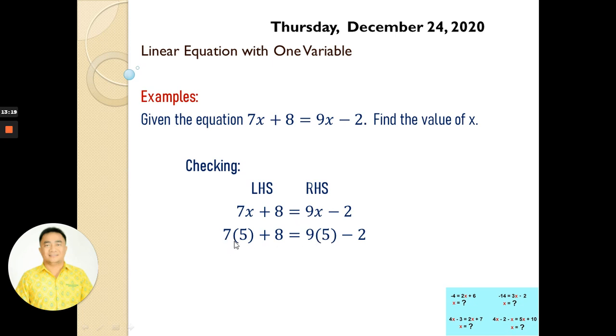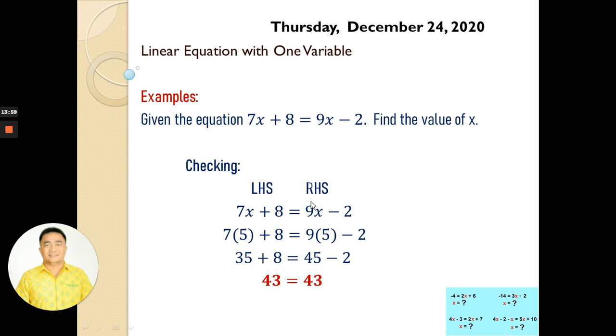So we change x with 5, and we will simplify. We multiply this, 35 plus 8, and 9 times 5 is 45 minus 2. And we combine this. So 35 plus 8 is 43, and 45 minus 2 is also 43. So therefore, we got equal answers on both the left-hand side and the right-hand side. Therefore, we can say that the value of x is really 5.